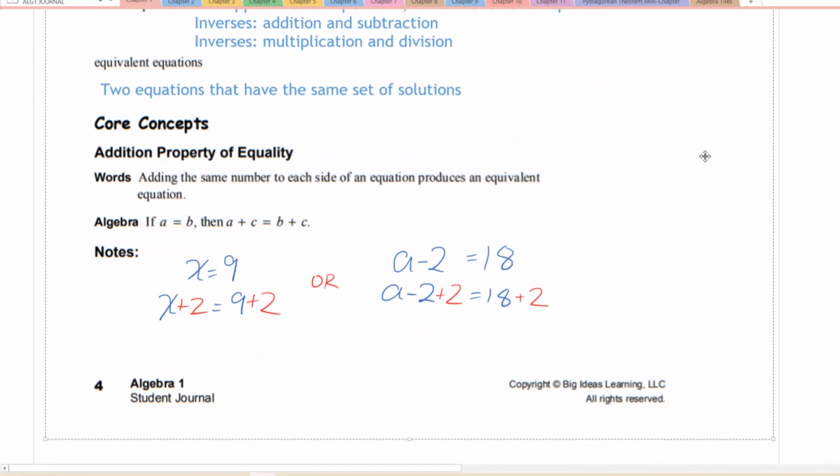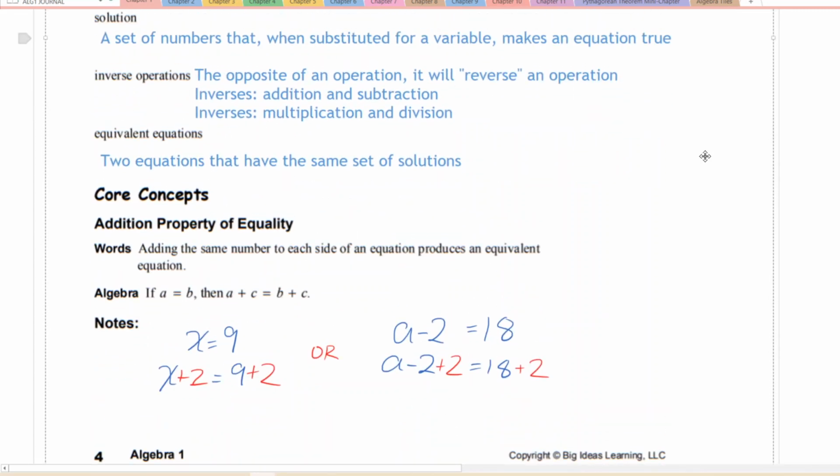Inverse operation. You'll hear me say inverse operation over and over again this semester. And there are really only two inverse operations that are important to us right at the beginning of algebra. They are addition and subtraction, because they have the ability to reverse each other. So if I add something, the opposite of adding something is subtracting something. The opposite of multiplying something is dividing by something.